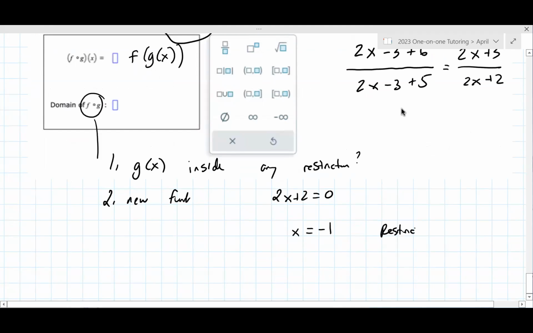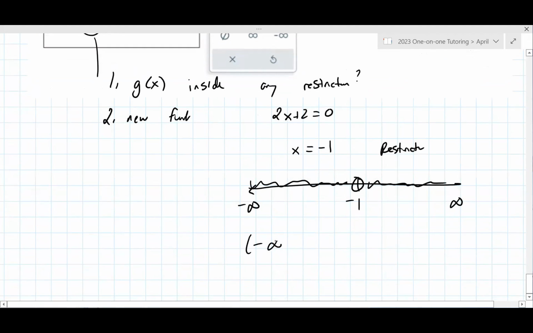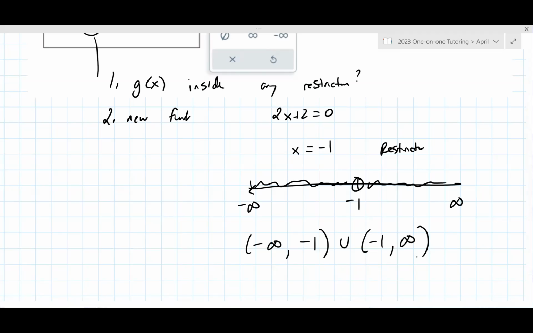It's really that it cannot be -1. So on the number line here, you've got everything but that. So in terms of your answer, it's negative infinity to -1, union -1 to infinity, like that. Got it. Okay, that makes more sense.